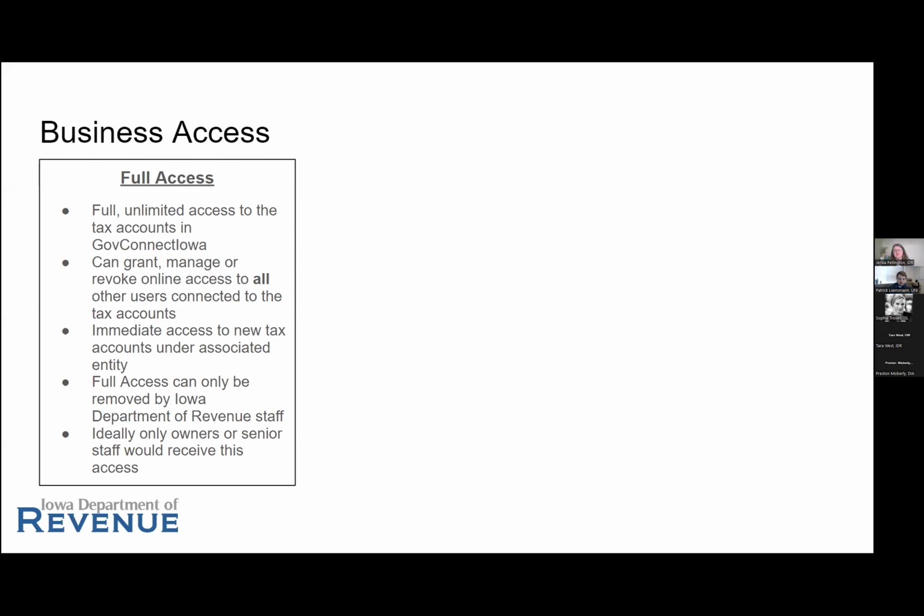The full access pathway does have other benefits to consider. This access type would allow you to grant, manage, and revoke online access to all other users that are associated with that tax account. Another advantage is that if new tax accounts are added, say by another user or through a paper business registration form, immediate access is granted. And if there are any other access types associated to the business, they do have to request access and then receive that physical access code letter, which is sent to the taxpayer's headquarters address. So just keep those in mind.